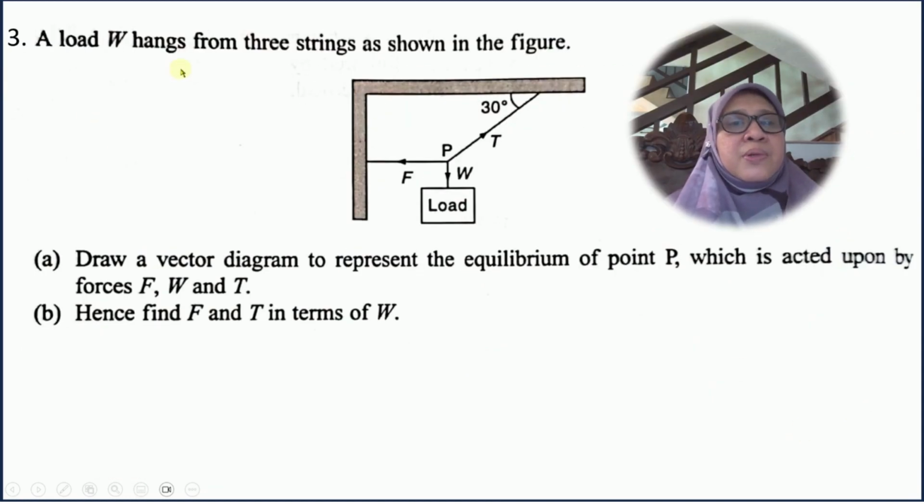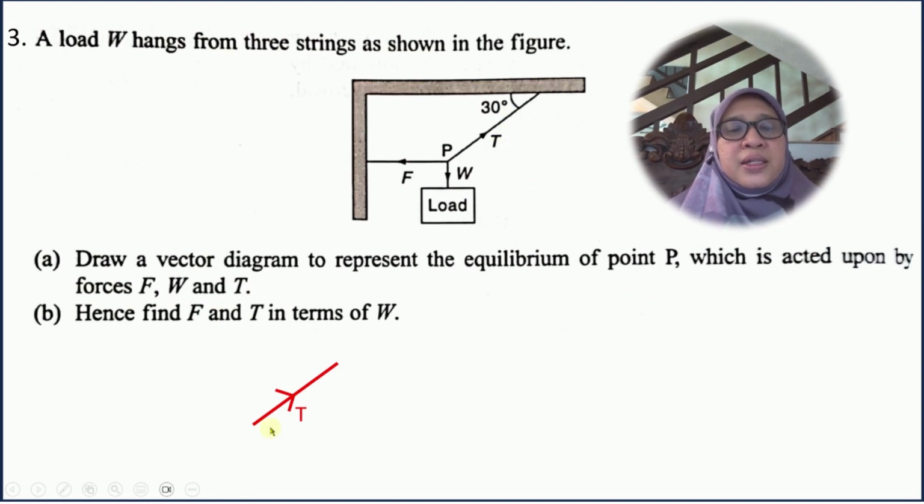A load W hangs from three strings as shown in the figure. Draw a vector diagram to represent the equilibrium of point P, which is acted upon by forces F, W, and T. Hence, find F and T in terms of W. So we do question A.